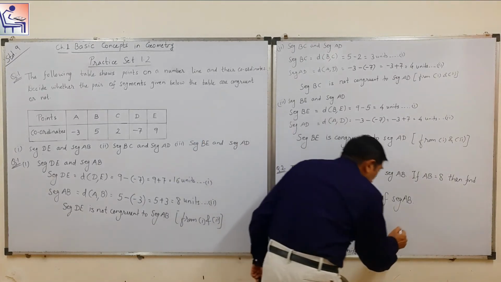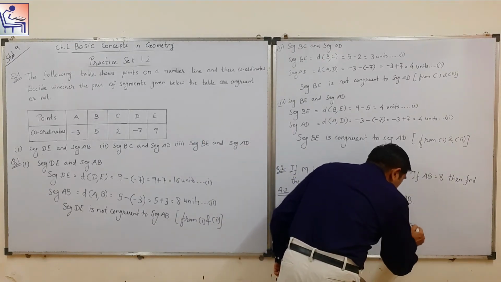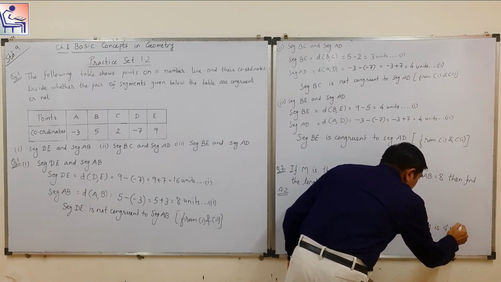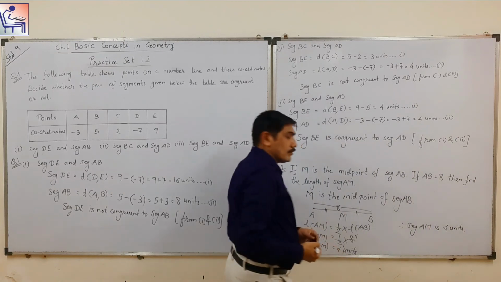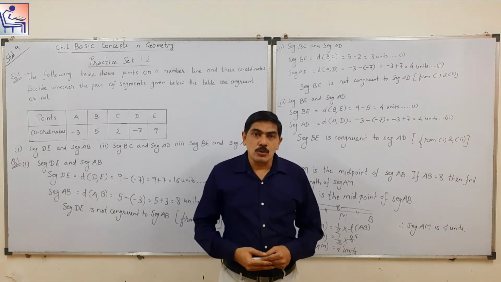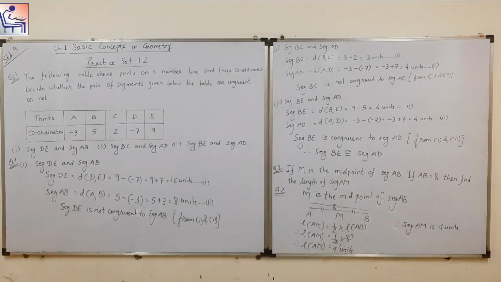So final answer, segment AM is 4 units. So we have completed 2 sums. Now we will move to the next sum.